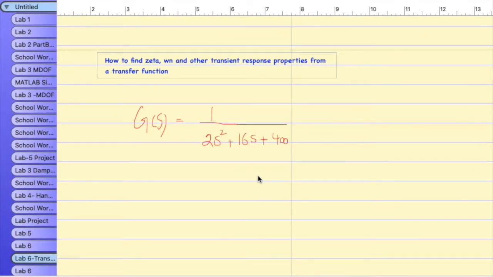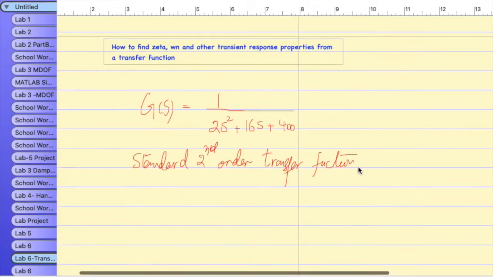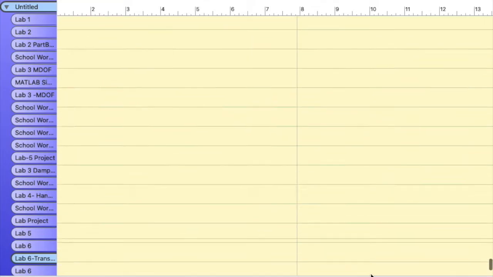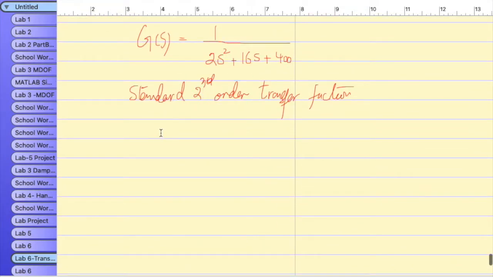So how will I start? I will start with a standard second order transfer function. And what I mean by standard is this one: suppose the natural frequency in the numerator squared, omega n², over s² + 2 zeta omega n s + omega n².